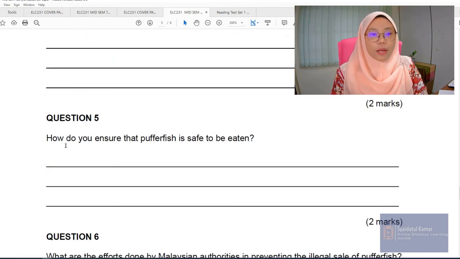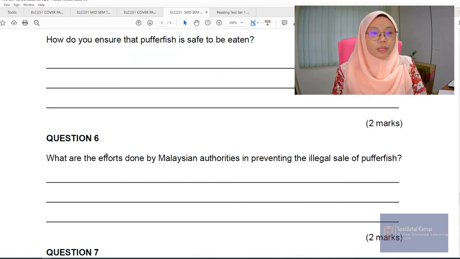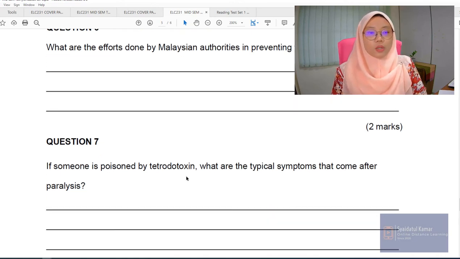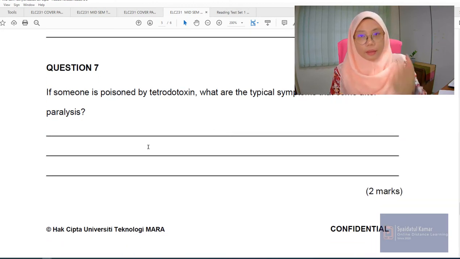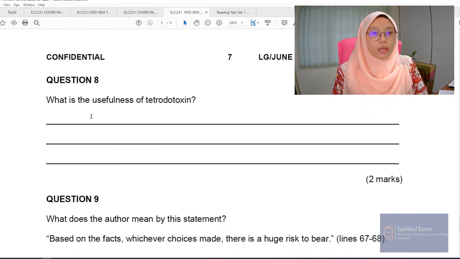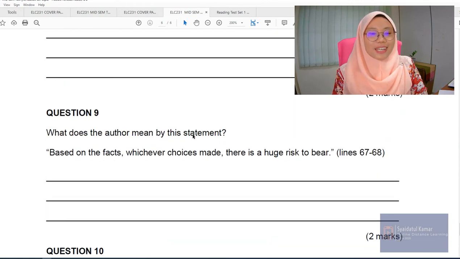Okay, and question number 5, how do you ensure the pufferfish is safe to be eaten? So this is a direct comprehension question. Number 6, what are the efforts done by the Malaysian authorities? This is a direct comprehension question. 7, if someone is poisoned, what are the typical symptoms that come after paralysis? This is direct comprehension question. And what is the usefulness of tetrodotoxin? This is also a direct comprehension question.